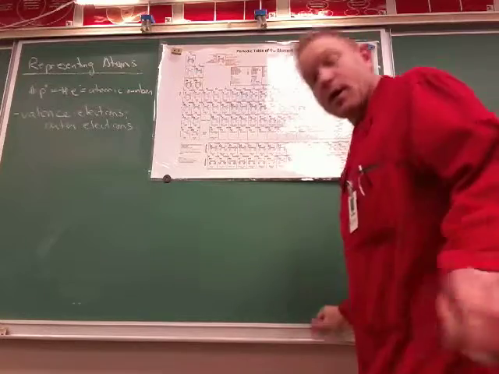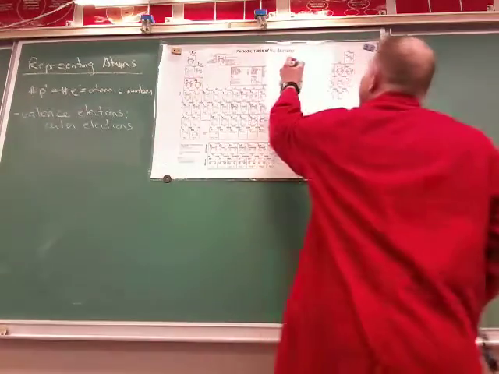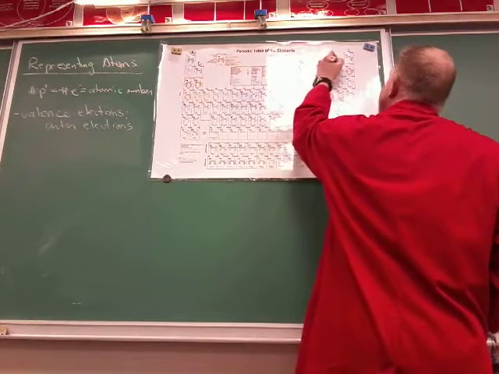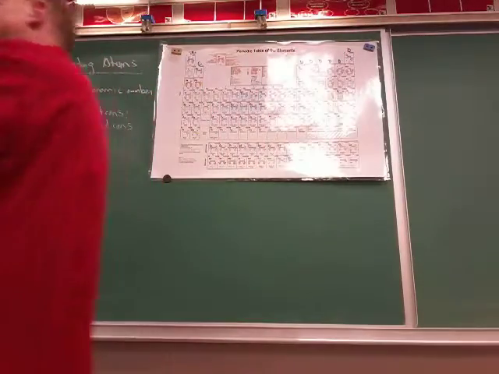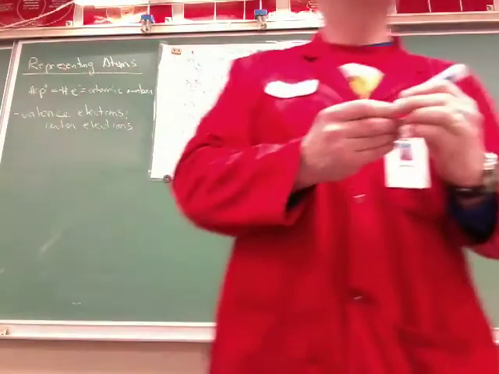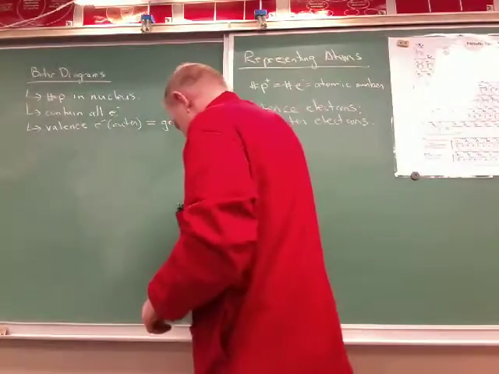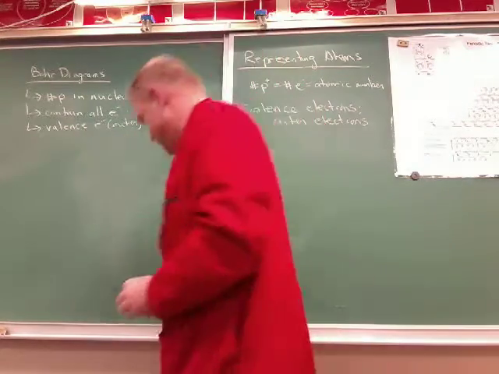So this number up top, 1, 2, ignore the 10, 3, 4, 5, 6, 7, 8, tells us how many electrons we put in the outer shell. Okay? So that tells us how many to put in the outer shell. All right. So, valence electrons equals the group number.